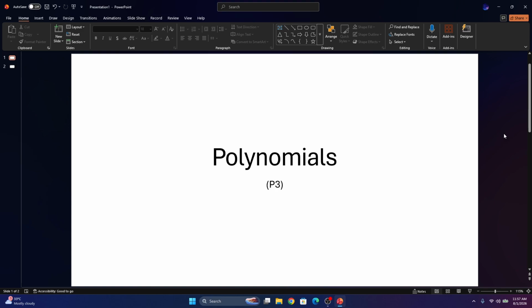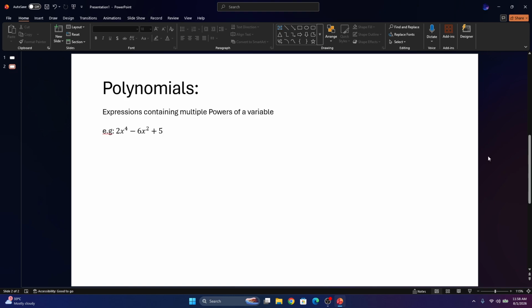Here's everything you need to know about polynomials before your A-level Maths P3 exams. Polynomials are basically just expressions that contain multiple powers of a variable. So for example, here we have a variable x in this expression, and this expression contains multiple powers of this variable, such as x to the fourth, x to the second, which is basically x squared, and also x to the zero, because as we know, any variable or constant which is raised to the power of zero is just one, so it just becomes one and it's multiplied by this five. And basically, that's how we know that this expression is a polynomial.